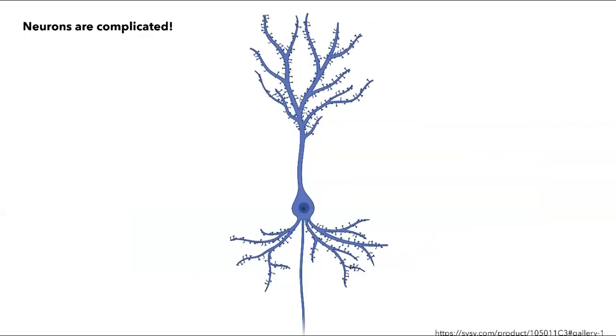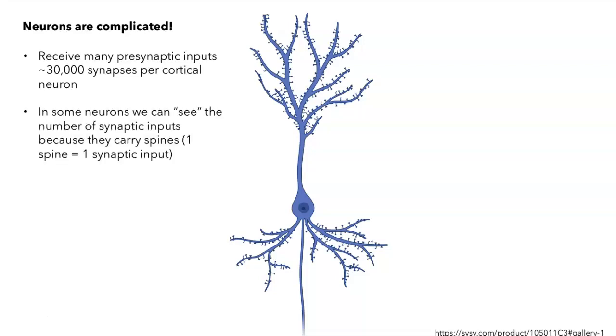In the previous example, I focused on a single signaling cell and a single receiving cell, but the situation in the brain is typically way more complicated. A single neuron often receives many presynaptic inputs. The neurons in your cortex receive about 30,000 synapses each. For many neurons, we can see the number of synaptic inputs that they have because they are spiny neurons.